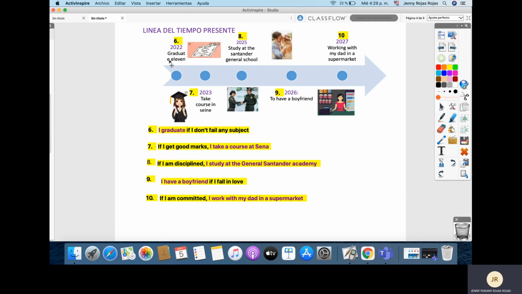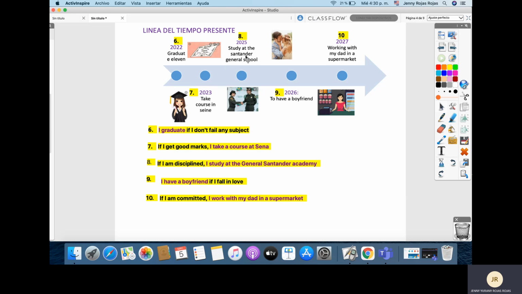Number 6, graduate from high school. So I graduate, the same structure, turning it into a sentence, subject and verb, if I don't fail any subject. Entonces yo me gradúo si no fallo en ninguna materia. 7, take a course at Sena, I imagine that is Sena, okay? But remember that with proper nouns, you don't need to change them into a different language. Entonces, para los nombres propios no es necesario cambiarlos. That's why I wrote down Sena, okay? If I get good marks, si yo tengo buenas notas, I take a course at Sena. ¿Sí? Entonces, is the same idea or the same dream.